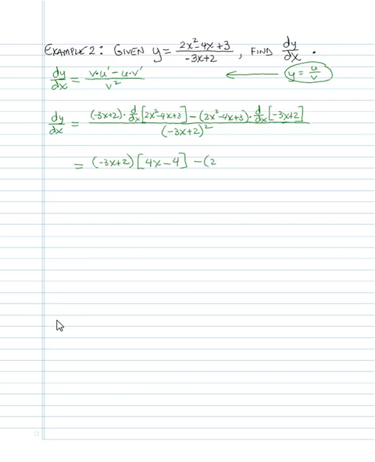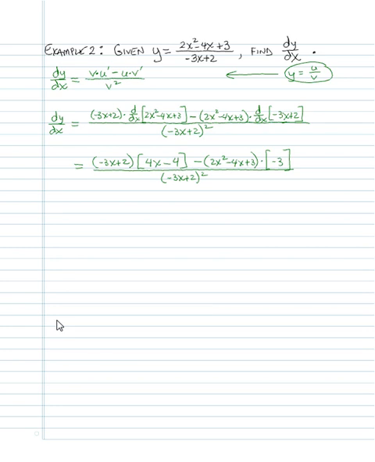Minus the 2x squared minus 4x plus 3, and now times the derivative of. So we're calculating the derivative. The derivative of negative 3x is the number negative 3. The derivative of 2 is 0. Negative 3 plus 0 is just negative 3. And then all of that is being divided, of course, by negative 3x plus 2 squared.